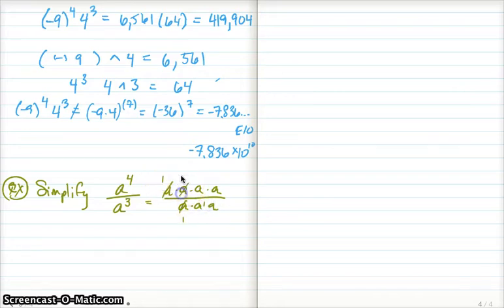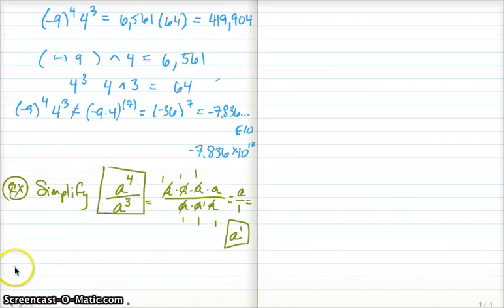A divided by a is 1, and you are left with a over 1, which simplifies to a. I'm going to put the power here. Remember that whenever you don't have a power, it is just a to the first, because I would like us to see if we can find a pattern. So take a look at those.